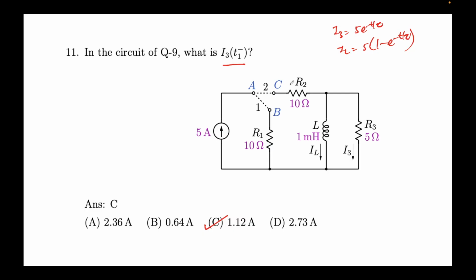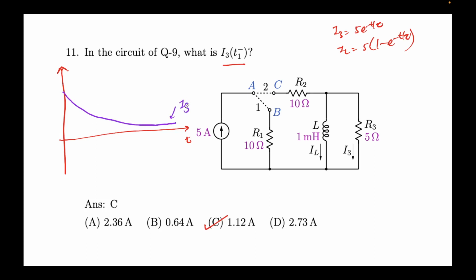Coming back, I3 was 5 e to the power minus t by tau, and IL was 5 times 1 minus e to the power minus t by tau, right? So let's just try to plot them. This is time t. I'll plot I3 in purple. At t equal to 0, it's 5. So I3 will look something like this, exponentially decaying.